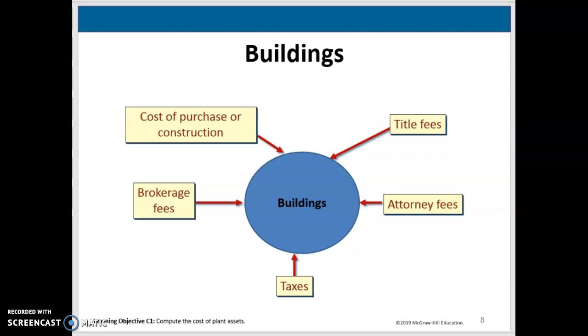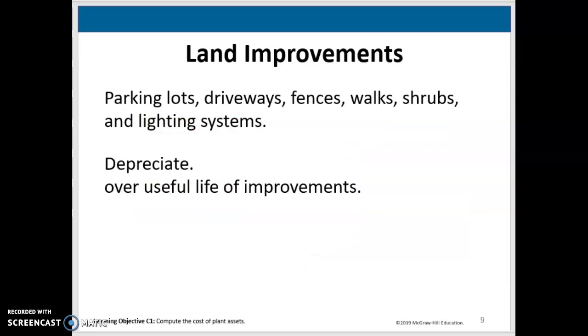The next part we're going to look at is land improvement. So this is a newer category. We haven't talked a lot about land improvements. So this is its own asset category, and it's going to include things like parking lots, driveways, fences, sidewalks, landscaping, lighting systems, and those are the things that are doing exactly what it says. It's improving the land that you own.